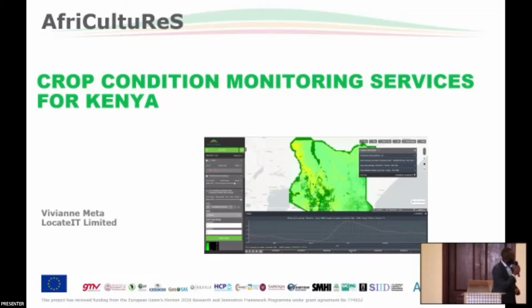So this particular use case will focus on crop condition monitoring services. We have two presentations. The other one will follow this one, on water quality and water extent mapping.